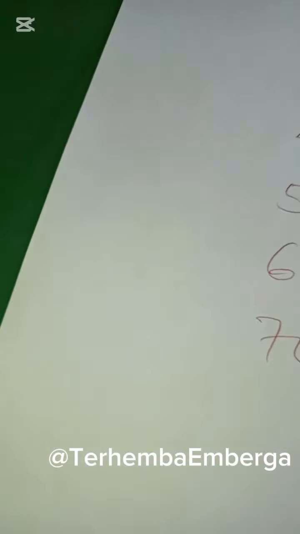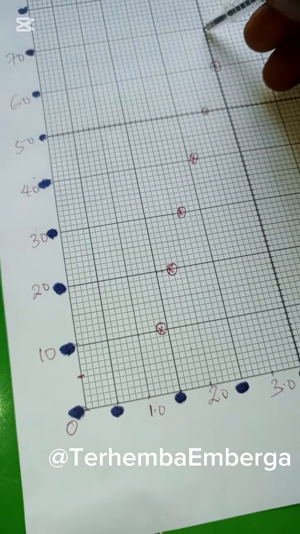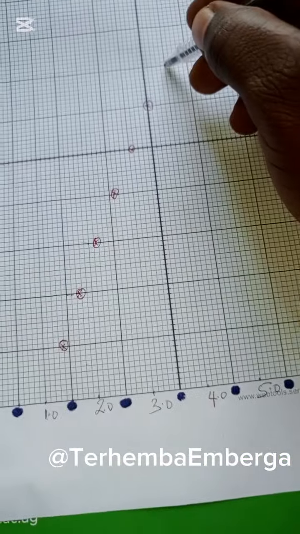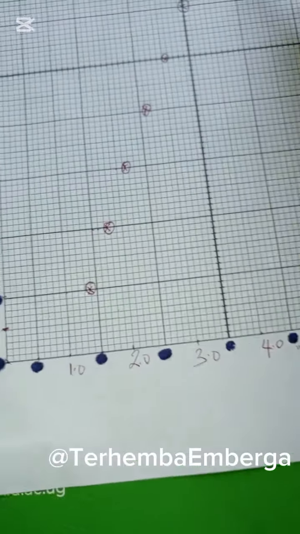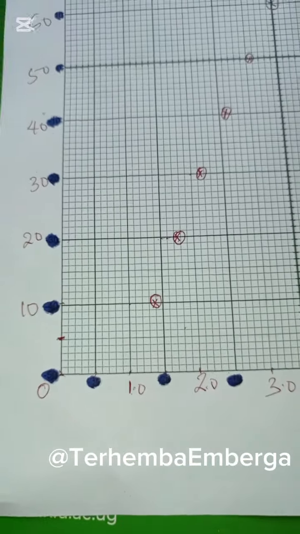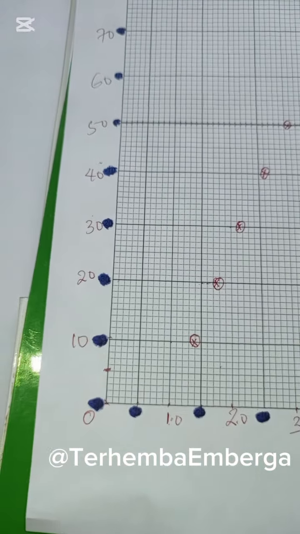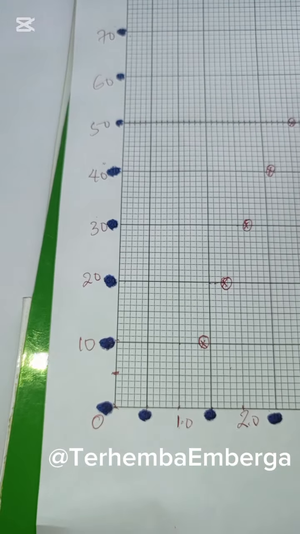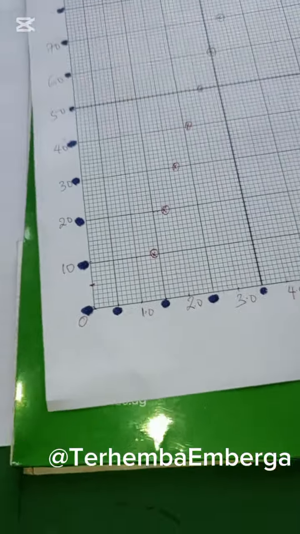Then the last one is 70 against 3.9. This is 3.5. But what we have is 3.9, which is less, 1 less by 4. So this is 4. So 9 should be here. So we have plotted the graph.